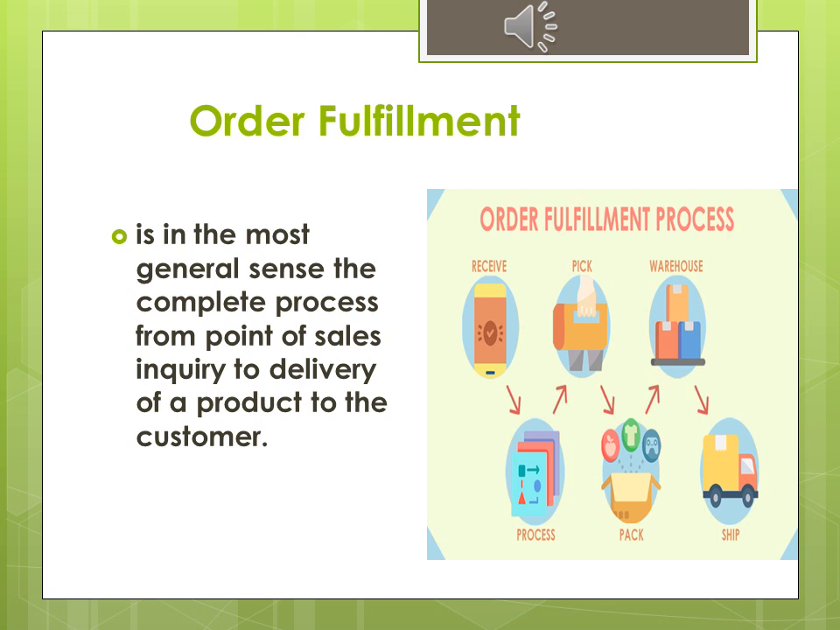Order fulfillment is another very important and vital function of logistics. By receiving the order, then processing it, then picking from the warehouse, then packaging it, and then shipping it out from the warehouse through a transportation mode. So this is all part of order fulfillment, and in my opinion, this is kind of the last stage of inbound logistics. After that, when the truck is outside of your premises, it becomes outbound transportation. But order fulfillment, in the most general sense, is the complete process from point of sales inquiry to delivery of a product to the customer.